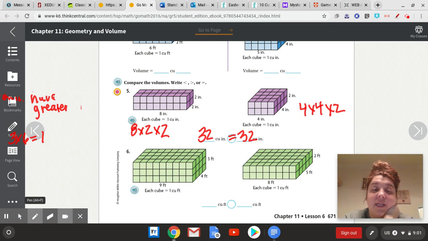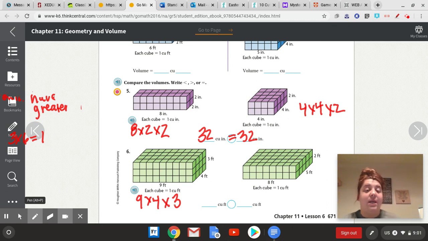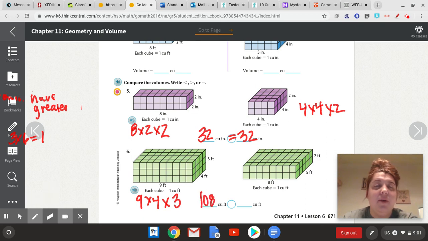Now, moving on down here, you have 9 times 4 times 3. Okay? Now, I don't expect you to do 9 times 4 and get your 36 and then know your 36 times tables and do 3. But I know that you could do 4 times 3 equals 12 and do 12 times 9 and know your 12 times tables. So 12 times 9 is 108. That way you don't have to do any extra work. So 108 cubic feet for the volume of this first one.